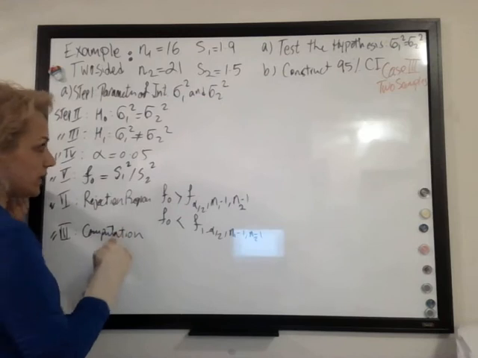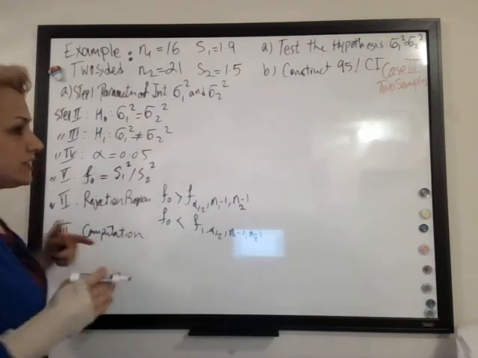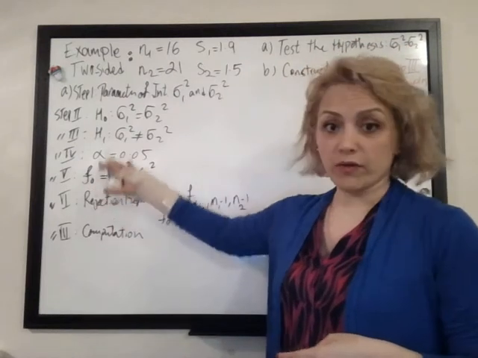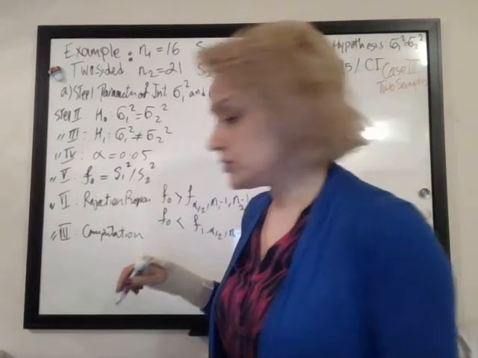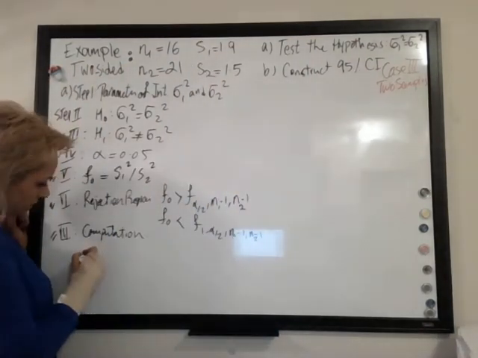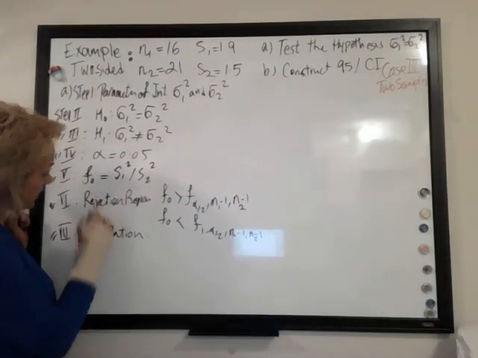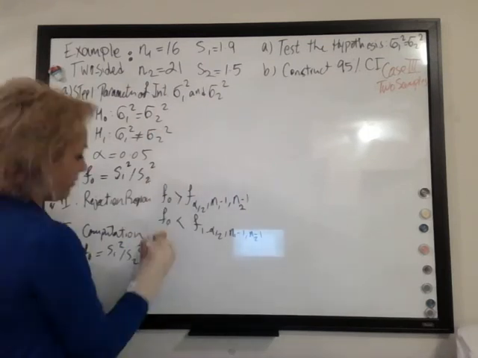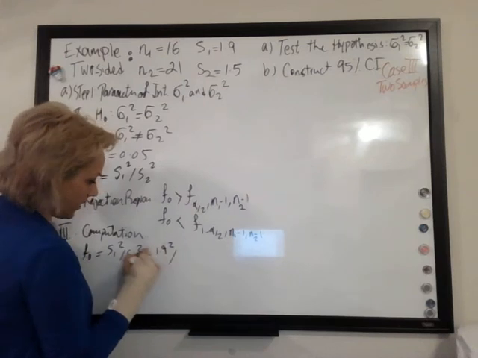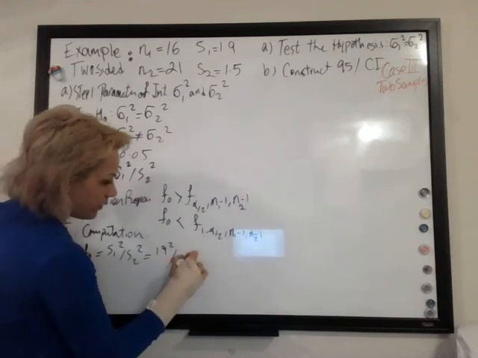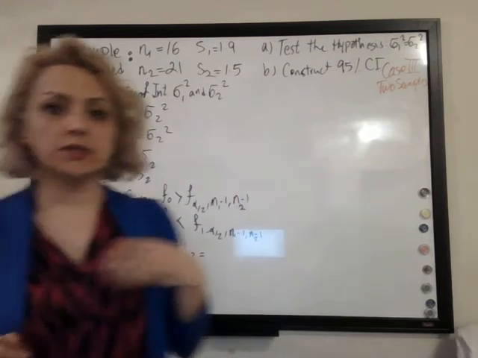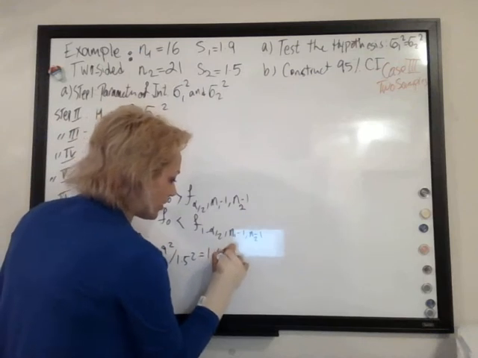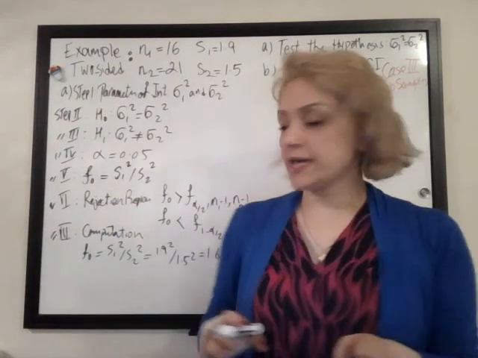So what I'm going to do here is write down all the calculations. The first thing is f null, which is s1 power 2 divided by s2 power 2. So my f null is going to be equal to s1, which is 1.9 power 2, divided by s2, which is 1.5 power 2. Then I'm going to put it in the calculator. It's going to be 1.604, I believe. So this is going to be the f null.